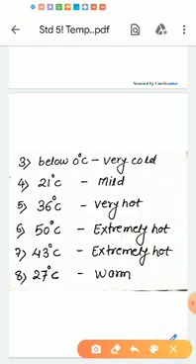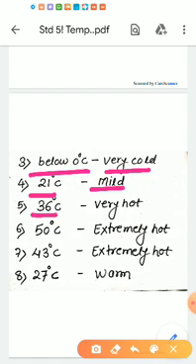What will be the state of weather below 0 degrees Celsius? Below 0 degrees Celsius, the weather is very cold. At 21 degrees Celsius, the weather is mild. At 36 degrees Celsius, what will be the state of weather? You can check the table.